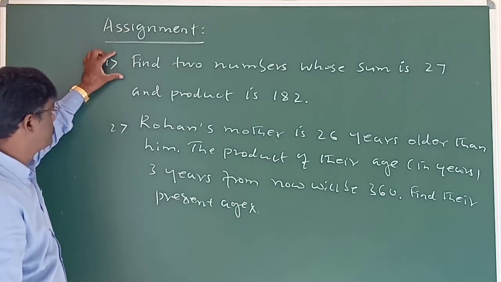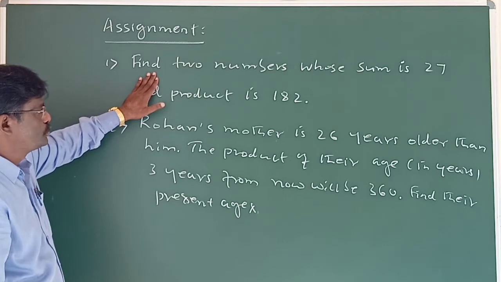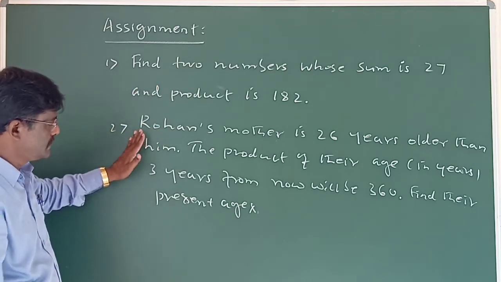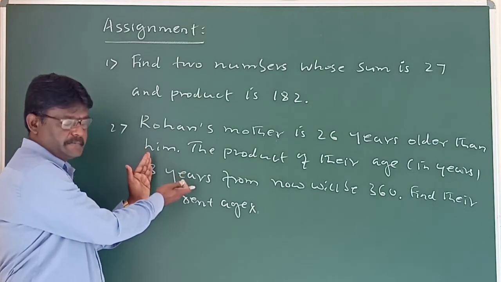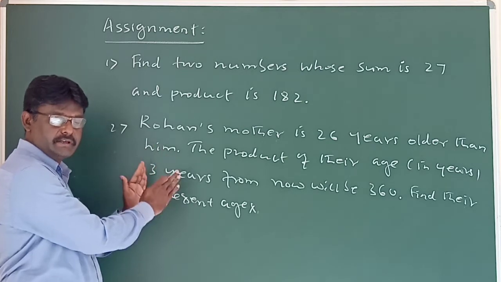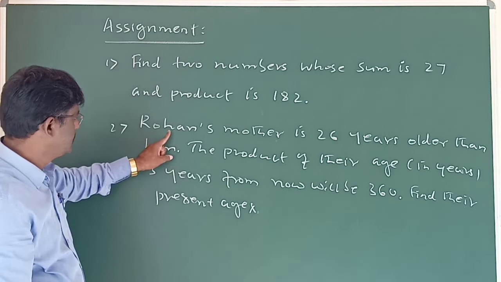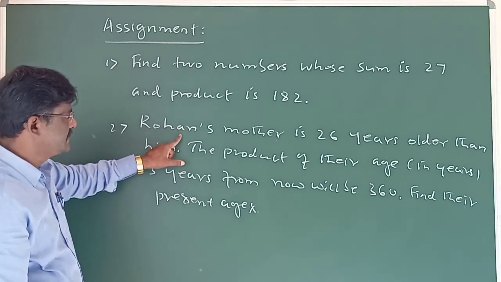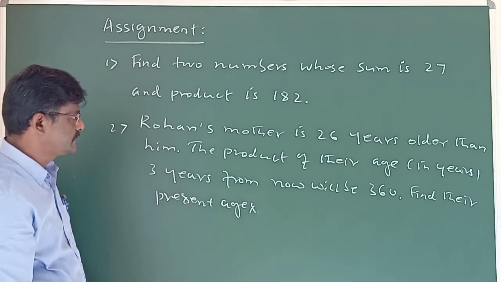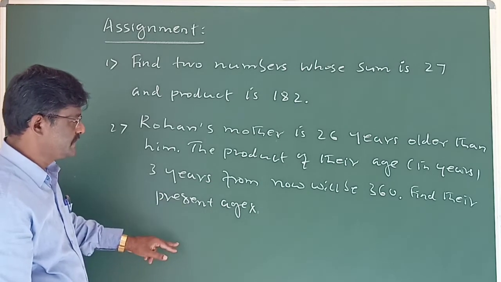I have given you only two problems. Find two numbers whose sum is 27 and the product is 182. Next, based on a problem, already this type, or even the same sum, I think we have represented in the form of an equation only. Now here, one step extra. What is that? Look at: Rohan's mother is 26 years older than him. The product of their ages in years 3 years from now will be 360.